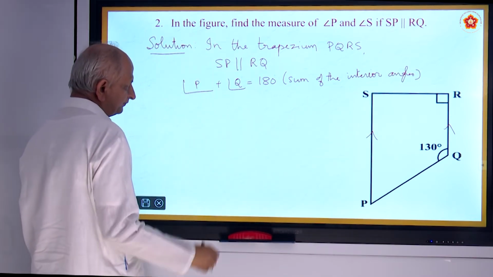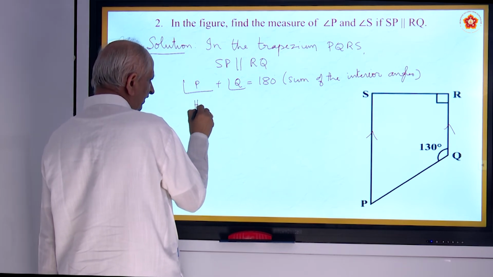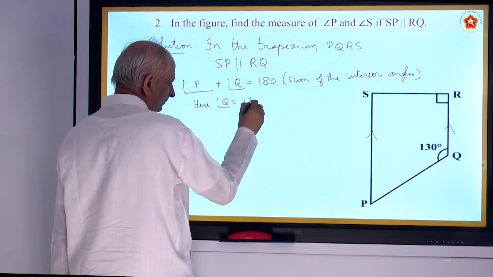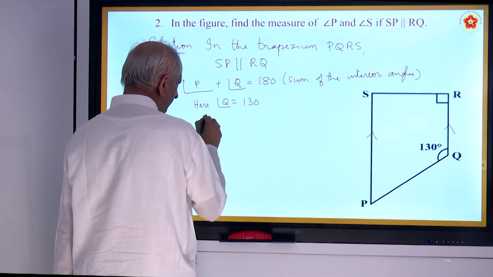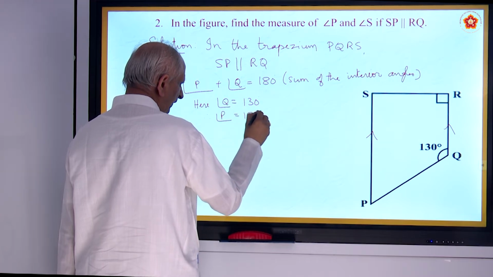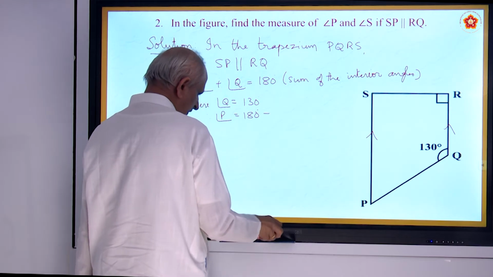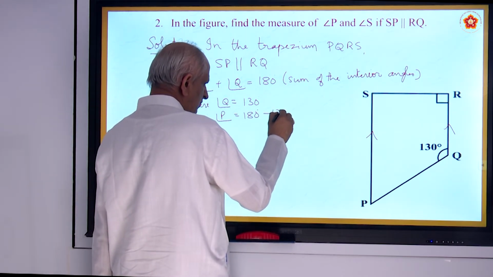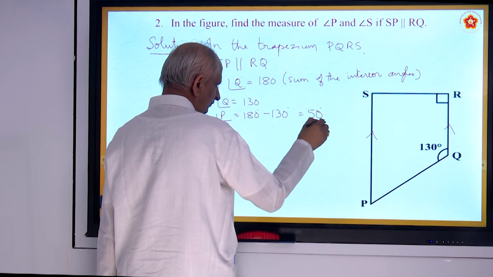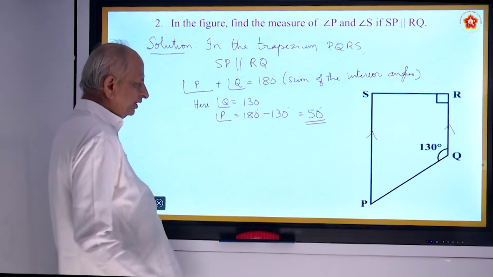So that is 180. Therefore, angle P becomes, here angle Q is equal to 130 degrees. Therefore, you can write angle P is equal to 180 minus 130. 180 minus 130, how much will it become? 50 degrees. So angle P is found. Now it has become 50.